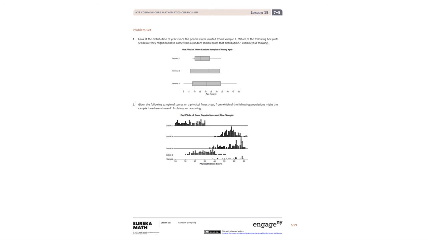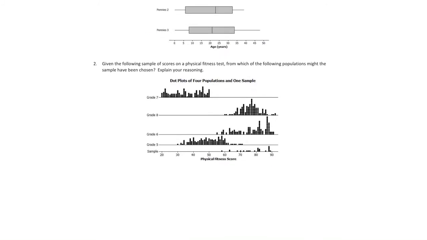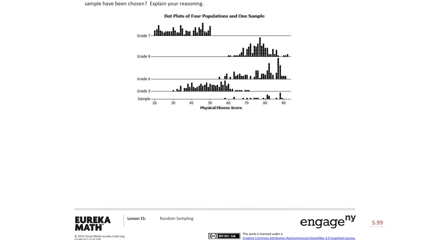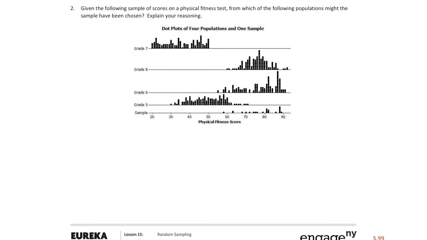All right, now we're on to problem set 15. Go ahead, and we are actually going to start with number 2. Given the following sample of scores on a physical fitness test, from which of the following populations might the sample have been chosen? Explain your reasoning. So first, we need to look at the sample down here.